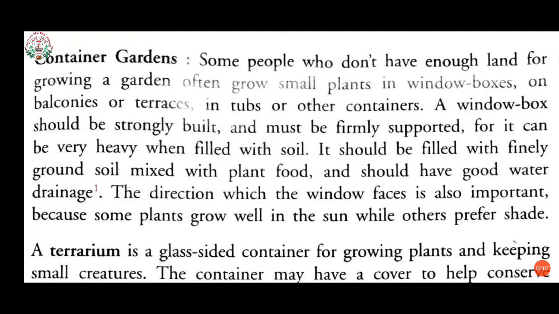Good morning, students. Today we will continue with lesson 3.1 Gardens and Gardening. In yesterday's video, we completed the topic of kinds of garden and a garden of your own. In kinds of garden, we learned the different types of garden that include gardens grown around houses, window box gardens, container gardens, bottle gardens, indoor gardens, greenhouse gardens, etc.